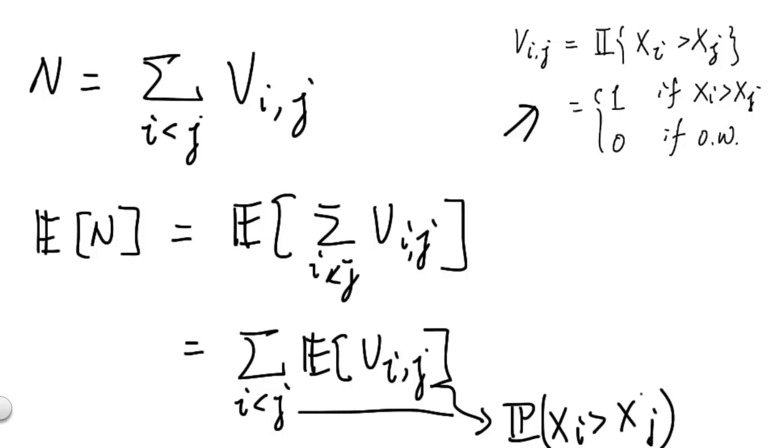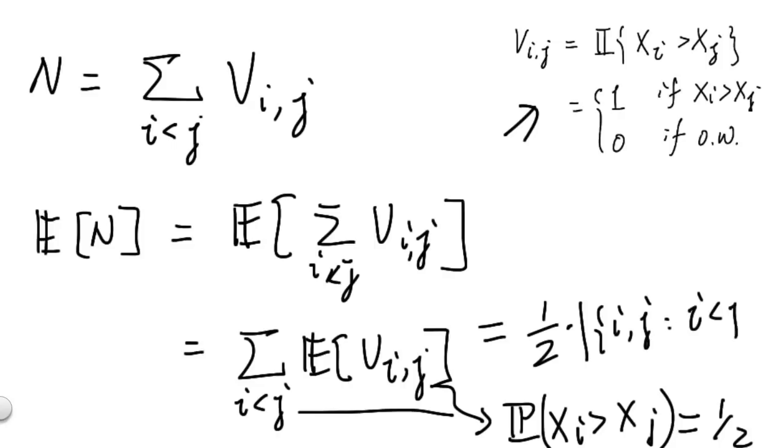Now, what is the probability that x_i is greater than x_j? Well, since we're drawing a uniformly random permutation, the chance x_i is greater than x_j is exactly the same as the chance that x_j is greater than x_i. And therefore, we know this number must be equal to 1/2. With this in mind, we put this back into the summation. We know now that the summation is equal to 1/2 times the total number of ways that we can find a pair i, j where i is less than j. And it remains to just evaluate the quantity right here.